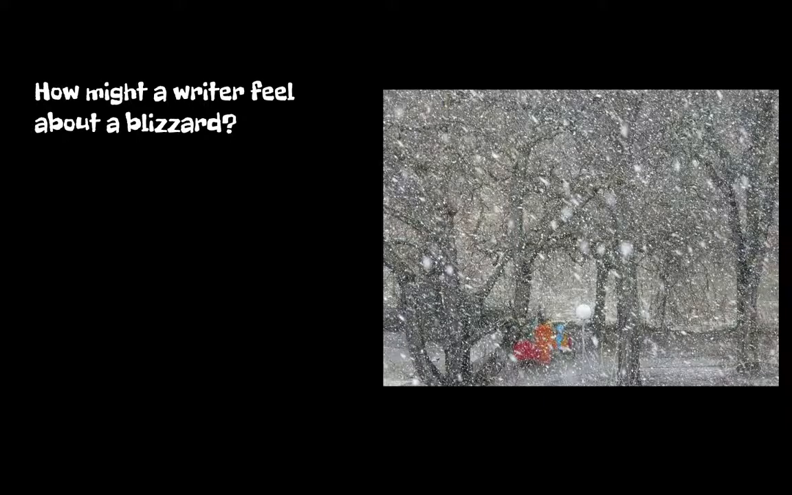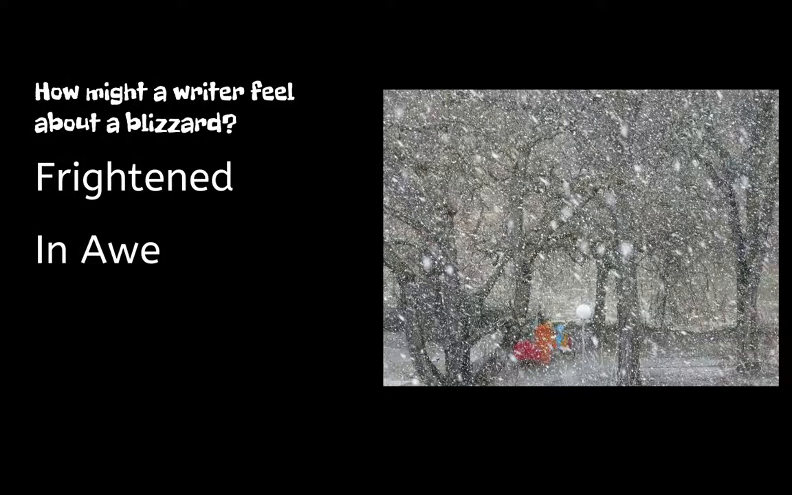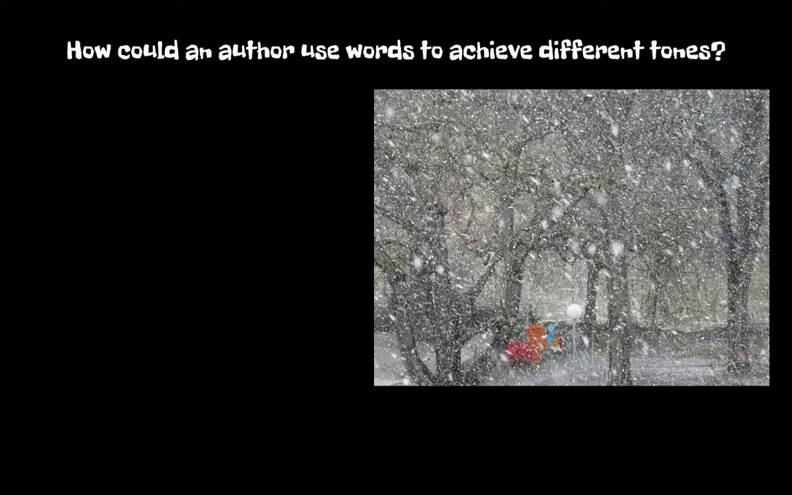Imagine a blizzard. How might a writer feel about a blizzard? Perhaps the writer is frightened of the blizzard. Maybe the writer is in awe of the blizzard. Or maybe the blizzard makes the writer feel cozy. How can the writer use words to achieve these different tones?